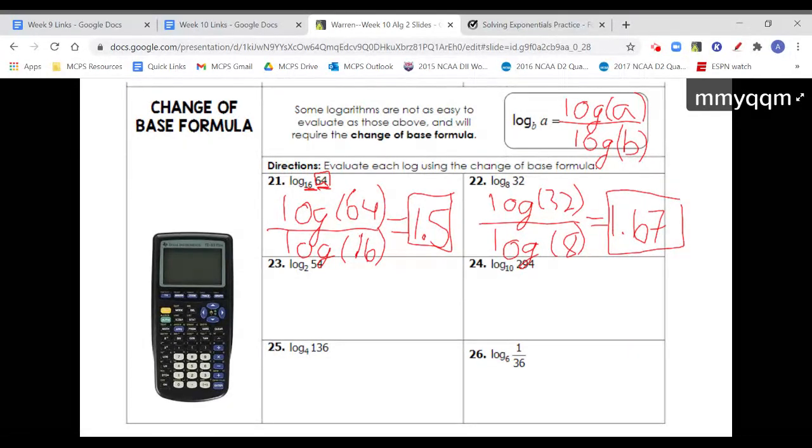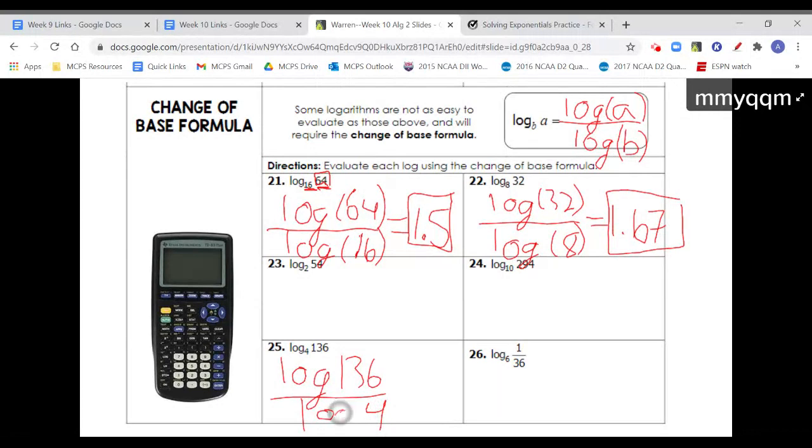Okay. I guess I'll do a couple more of these just as examples. I'm going to skip down actually to the bottom, and I'm going to rewrite this one. So the log base 4 of 136 would be the log of 136 divided by the log of 4. I don't feel like I need to keep showing in the calculator how to type. So if I type the log of 136 divided by the log of 4, that comes out to 3.54.